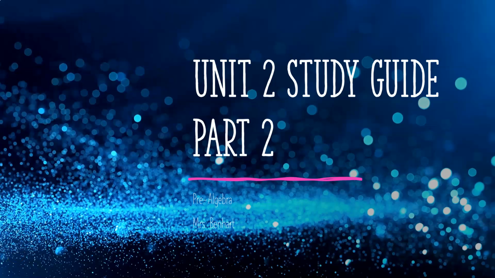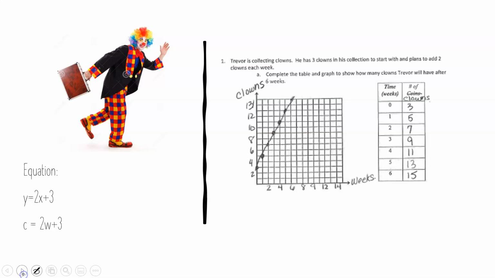This video is going to go over the study guide for the Unit 2 test, Part 2. All right, the first problem asks you to fill in the table and the graph and write an equation for this situation. Trevor is collecting clowns. He has 3 clowns in his collection to start with and plans to add 2 clowns each week.